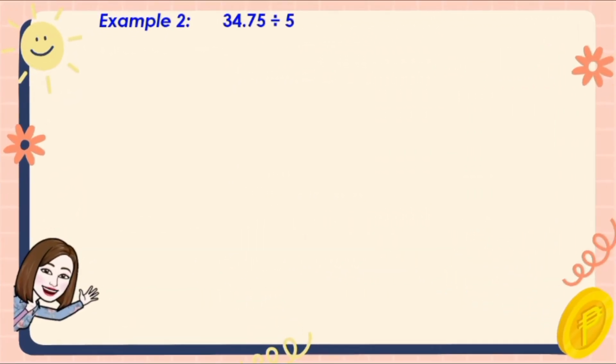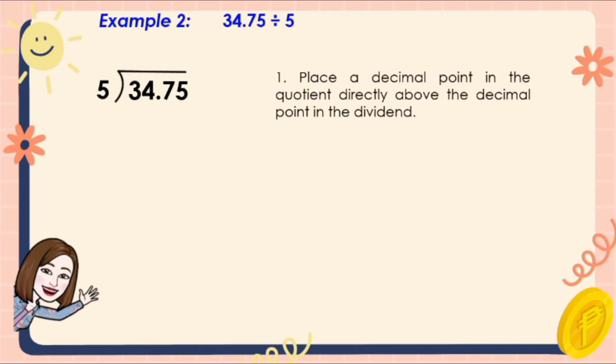Example number 2. 34 and 75 hundredths divided by 5. Step 1. Place a decimal point in the quotient directly above the decimal point in the dividend. Ilipat po natin ang decimal point sa taas ng dividend. Our dividend, or our new dividend, is 3,475. Step 2. Divide as with whole numbers.